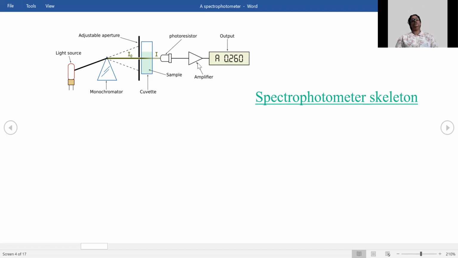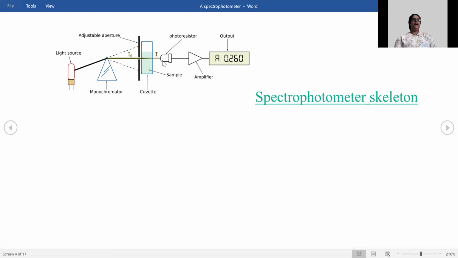So over here, actually, there are two concepts that are present. I naught is the intensity of the light that was sent. So the input light is I naught. The intensity of the input light is I naught, and the intensity of the transmitted light is I. So what the photoresistor is measuring is the intensity of the transmitted light. So it is actually measuring the transmittance.